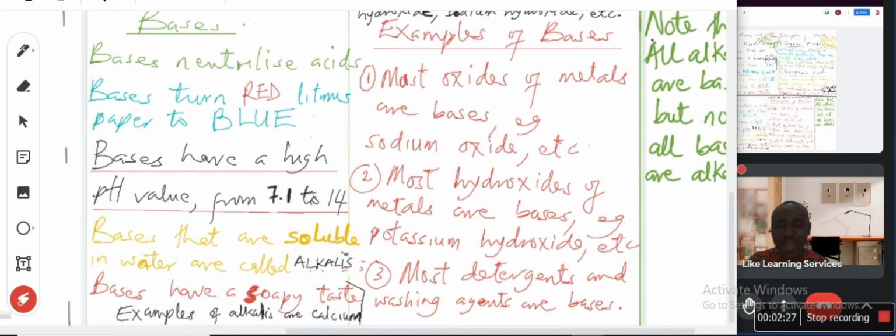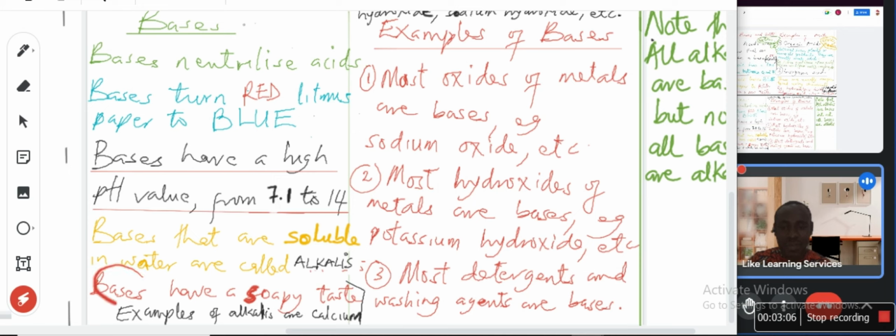Now, there are special bases we call alkalis. Read out what I just wrote here in yellow. Bases that are soluble in water are called alkalis. Not all bases are soluble in water. The ones that can dissolve in water are the ones we call alkalis. Generally, they are all called bases. The ones that can dissolve in water are called alkalis, okay?